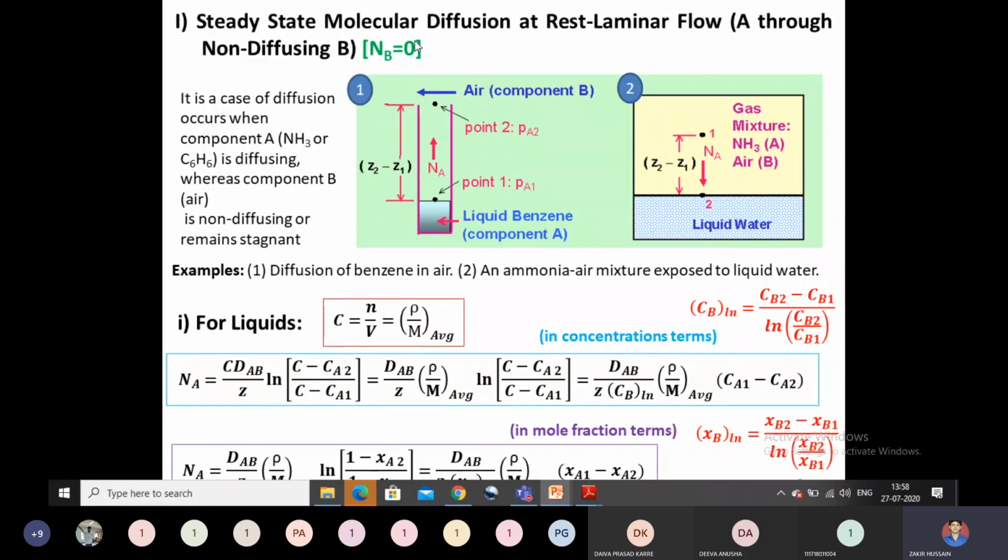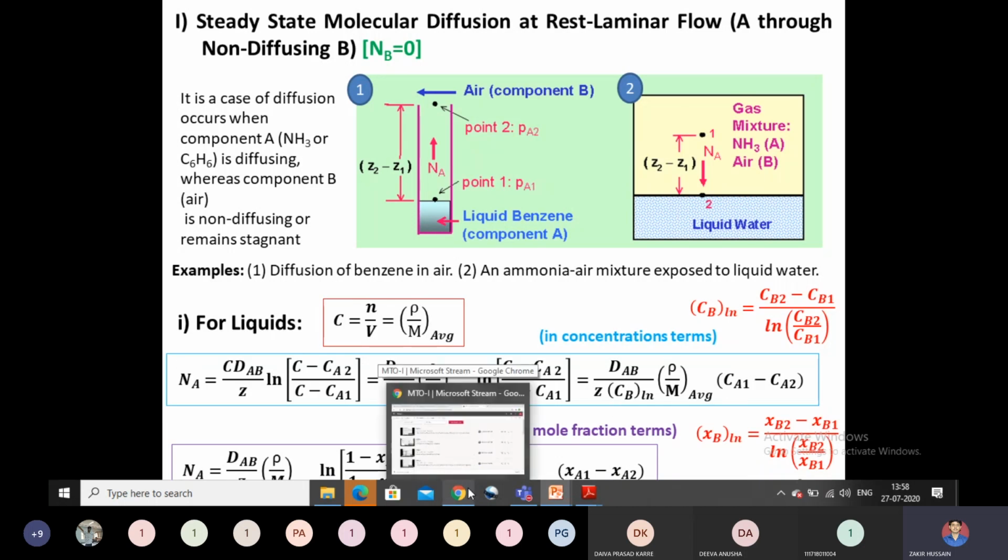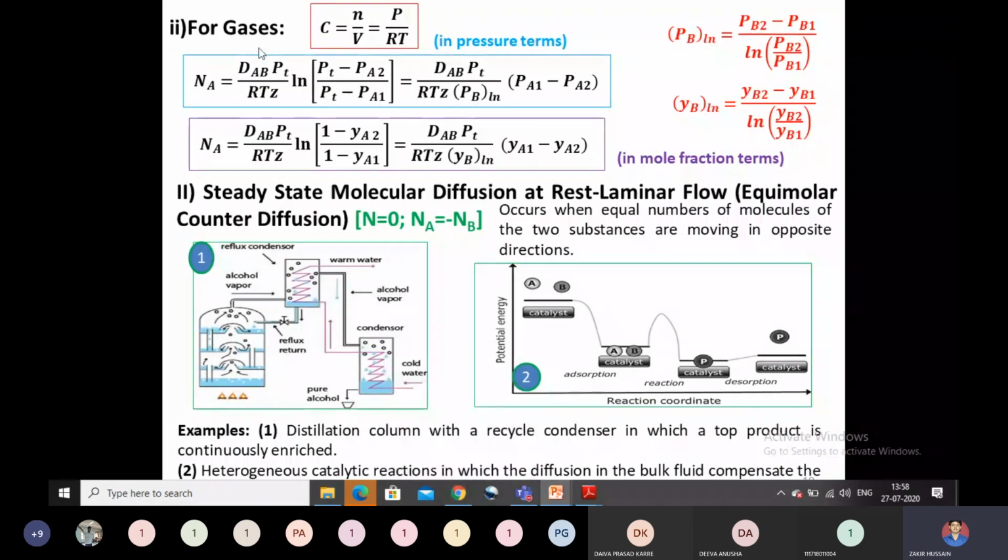So in this one, B is remaining stagnant. We can consider flux of B is 0. Two examples I have given here; you can refer to this one. For liquids, we already derived what is Na. These are all the forms of the formula. We have clear videos you can watch. Then for gases, we consider C is equal to P by RT for the ideal gas law, so for gases this is applicable. These cases we already derived through Lightboard; you can watch that one.